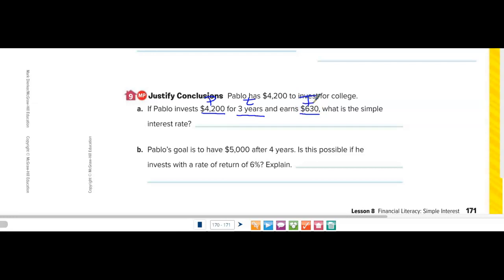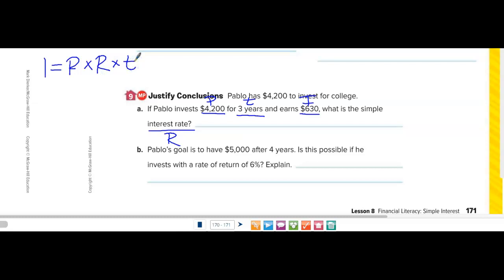So then my question is, and if you didn't know what the 630 was, you could read the question. It says, what is the simple interest rate? So what am I missing? The rate. I'm missing the rate. Okay, it kind of says that in the question. So again, you're using I equals P times R times T.